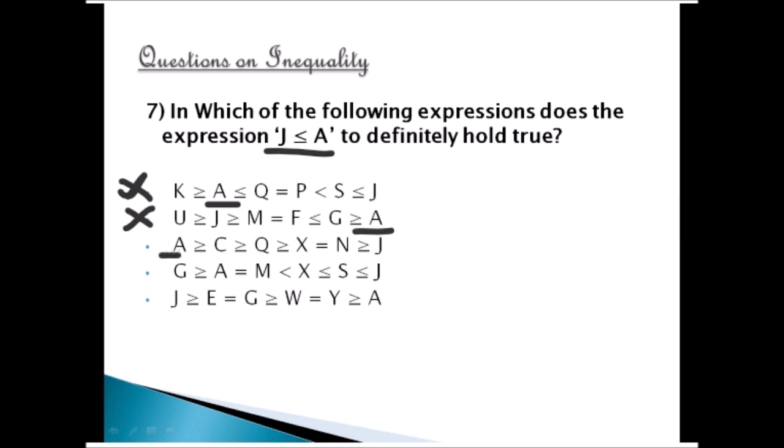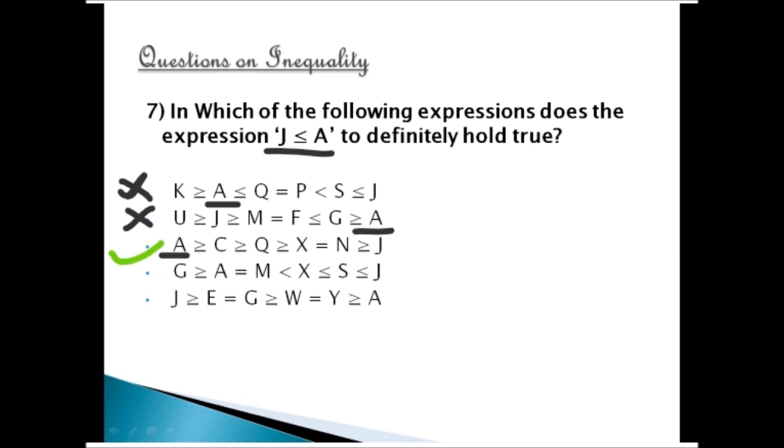So I can move from A to C, then C to Q, Q to X, X to N, and N to J, and J is my final destination point. So yes, I can move from A to C, C to K, C to Q, Q to X, X to N, as well as N to J. As we discussed, if this kind of symbol is there, then these two symbols are valid, and yes, this conclusion is true.